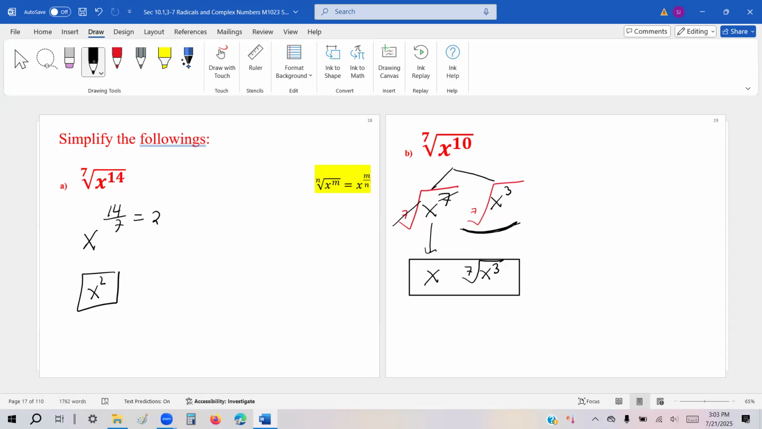Why didn't I use 5 and 5? 5 is not divisible by 7. So there is no point in splitting them. So this is one way of doing it, split the power. Another way of doing it is this. You divide. 7 goes into 10 how many times? Only once, right? But we do have some remainder. How much remainder? 3. So this whole number goes outside as a power, and the remainder goes inside as a power of the radical.